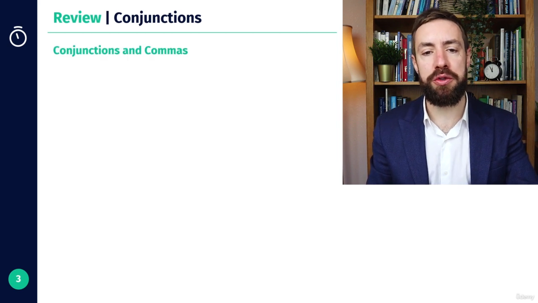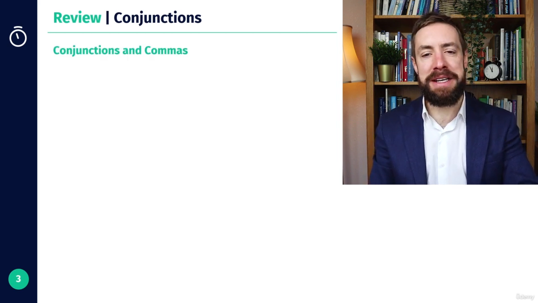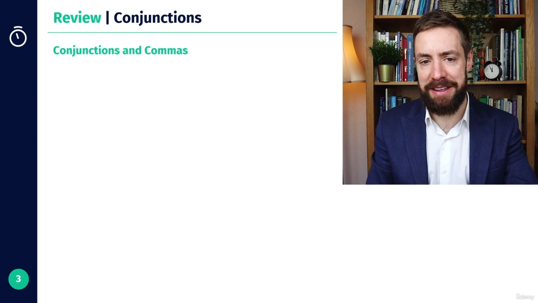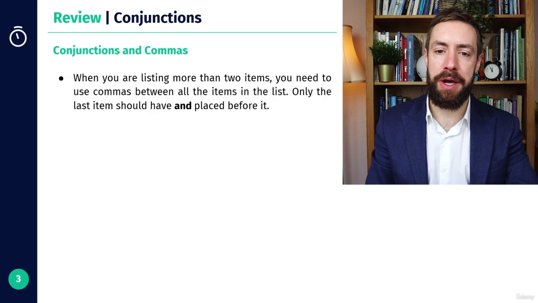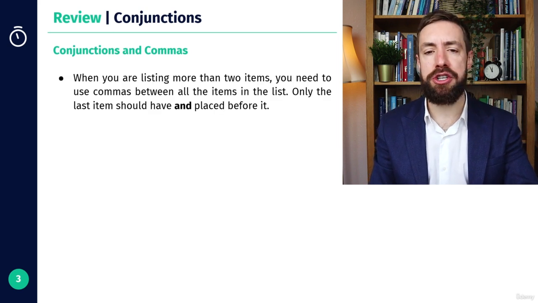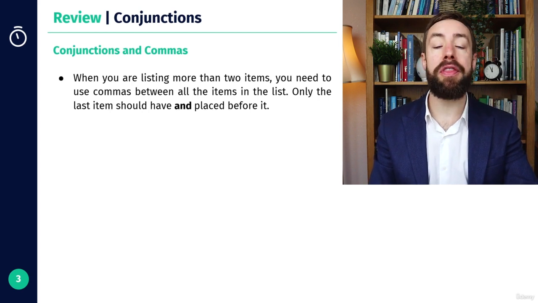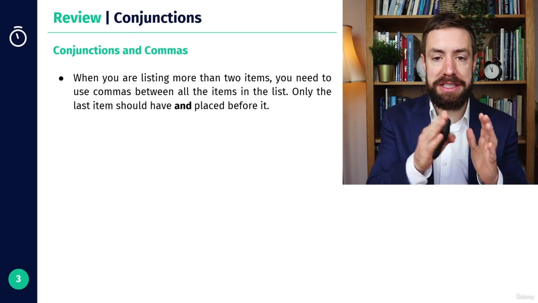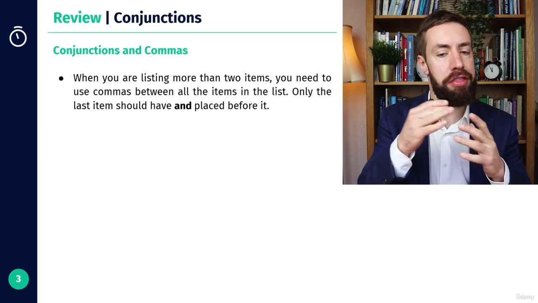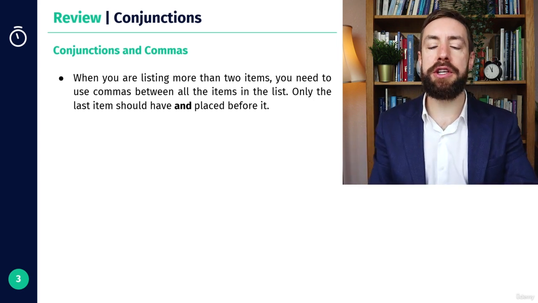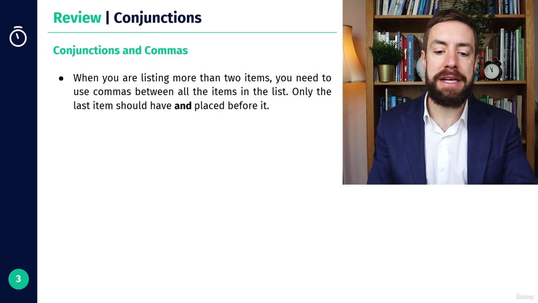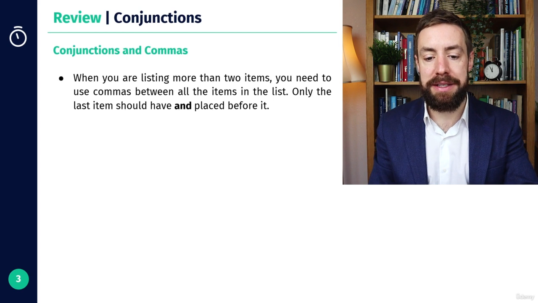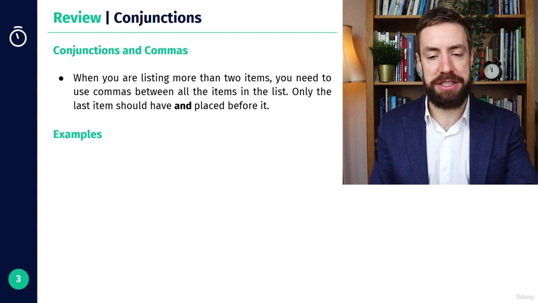Then we move on to looking at commas. Now, this is a common mistake that people make. So let's take a little look and make sure that we avoid this mistake. When you're listing more than two items, you're making a list in your sentence, and there are 3 or 4 or 5 things, you need to use commas between all of the different items on the list. Only the last item should have the "and" placed before it.